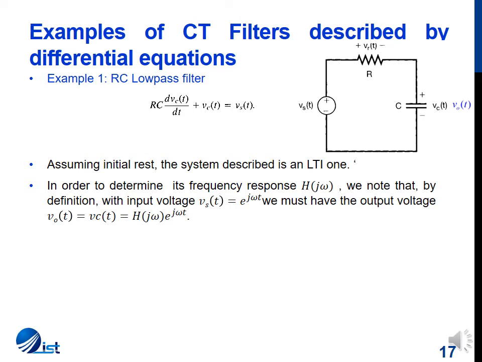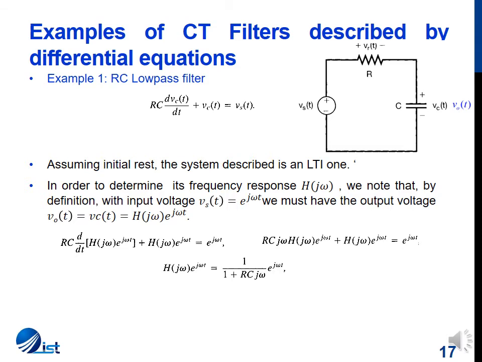To determine the frequency response, we know that by definition our input is e to the j omega t, so that the output is e to the j omega t modified by H of j omega. So we'll replace the input by e to the j omega t and Vc of t by H of j omega e to the j omega t in the above expression. We get this expression, and once we take similar terms on one side, we get H of j omega is equal to 1 by 1 plus RC into j omega. So this is the response of this system.